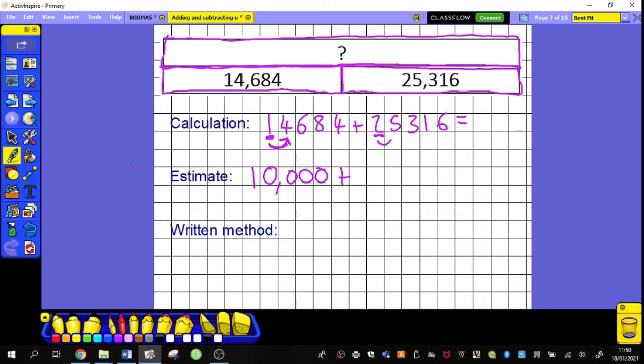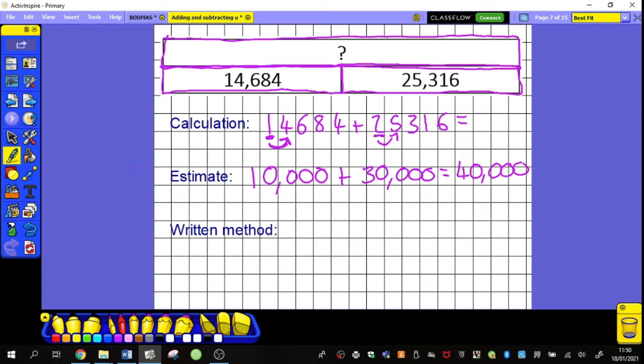And on this one, if I look back, I have a 5. So this is going to round it forward to the next multiple of 10,000, which will be 30,000. So my answer should be 10,000 add 30,000, nice and easy. I can do that in my head. 40,000. My answer should be near 40,000.